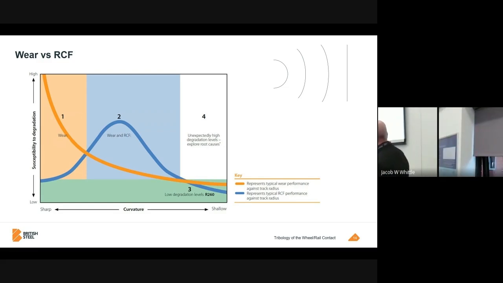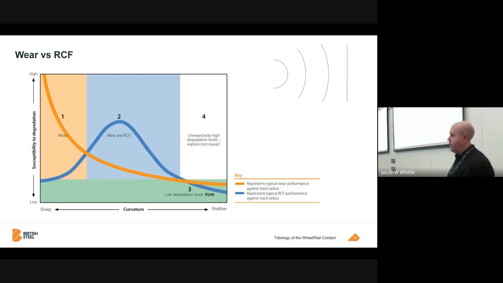The problem comes when you start to relax the curve radii, because you start getting RCF dominating as your main failure mechanism in the rail. We don't like RCF because it's not as predictable as wear. It can cause rails to break at any time. It's not as easy to measure. Like I showed in the picture a few slides ago, you can only measure it from the surface. You can't really see what the crack is doing below the surface.